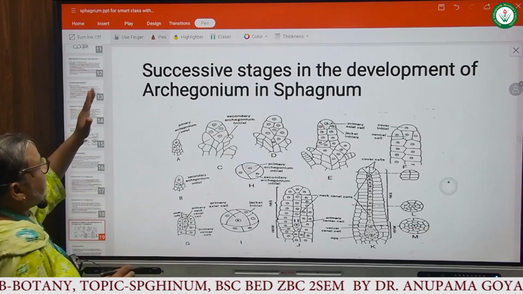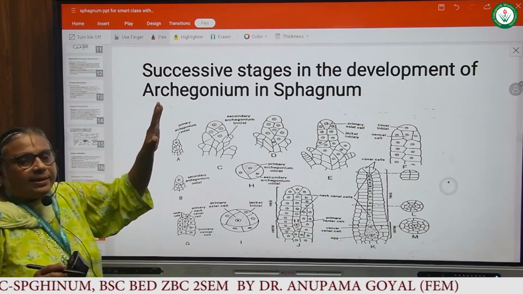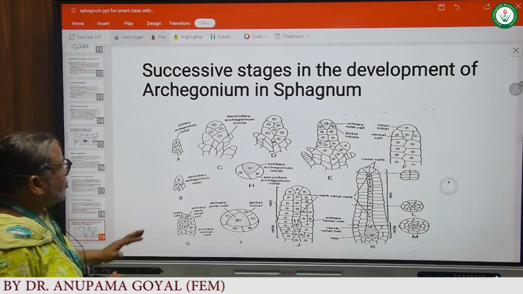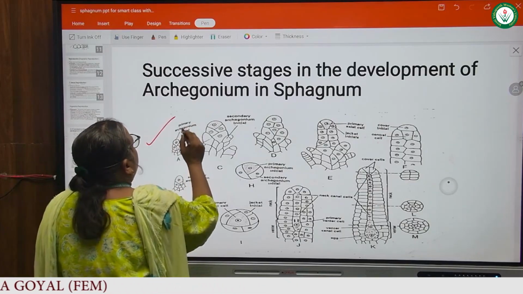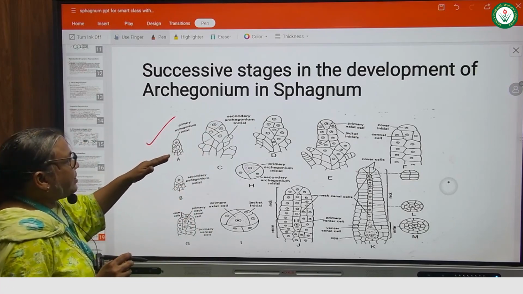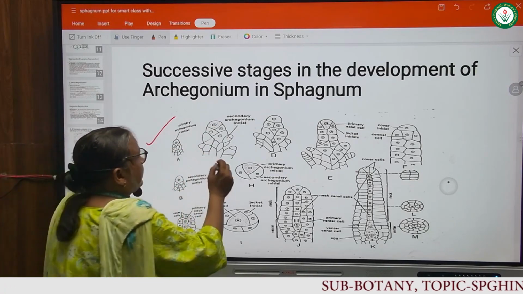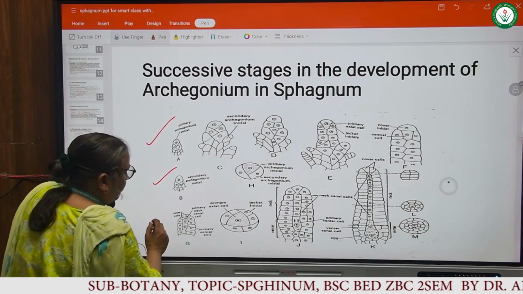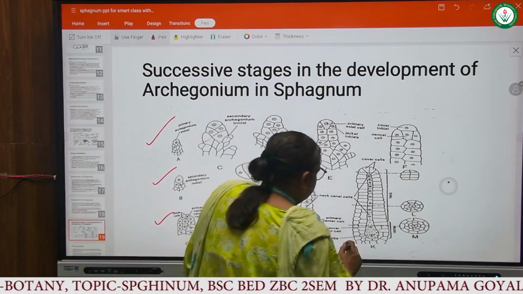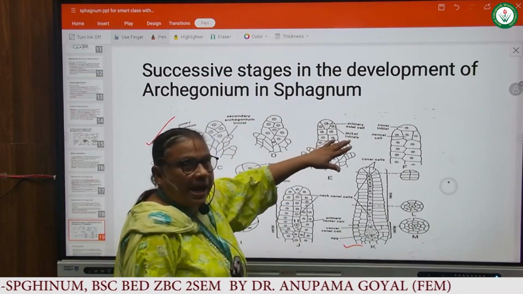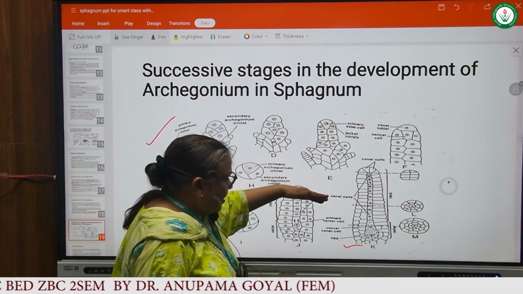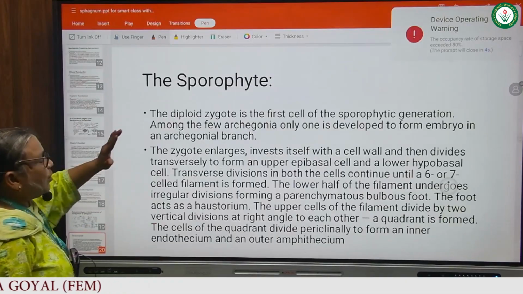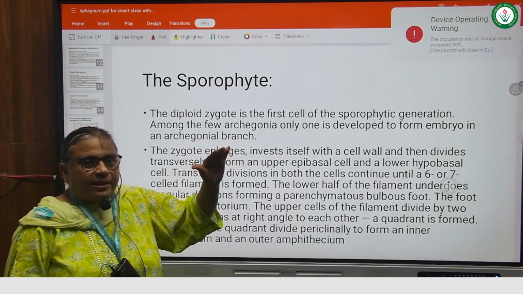So this diagram shows the successive stages in the development of the archegonium in Sphagnum. See, the diagram shows the primary archegonium cell, and now from the primary archegonium cell, the secondary archegonium initial is formed, and in the last you can see the mature archegonium having the cover cells, primary venter cell, venter canal cell, and the egg. Now I will talk about the sporophyte in Sphagnum.